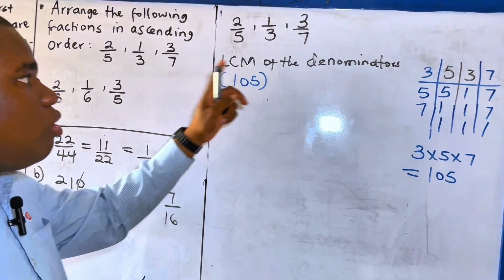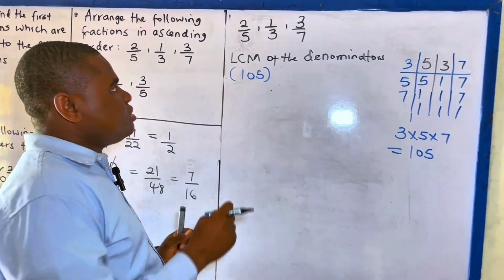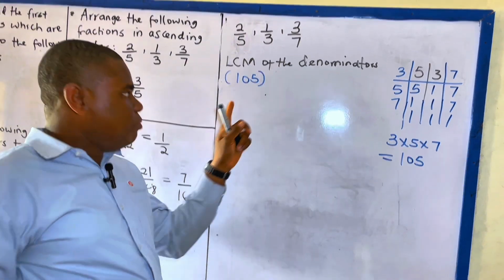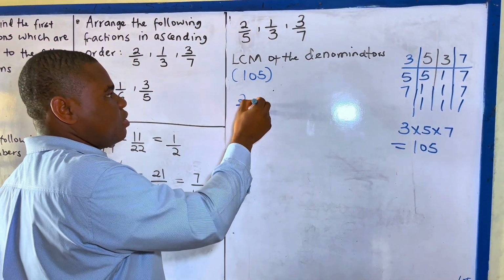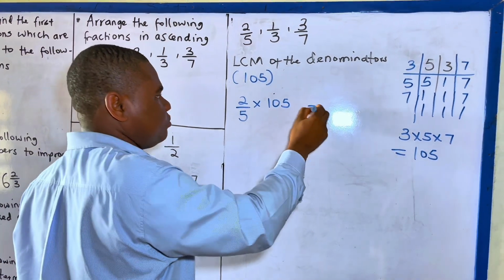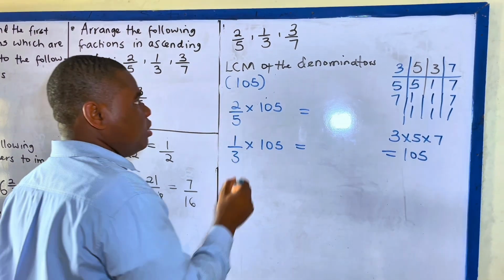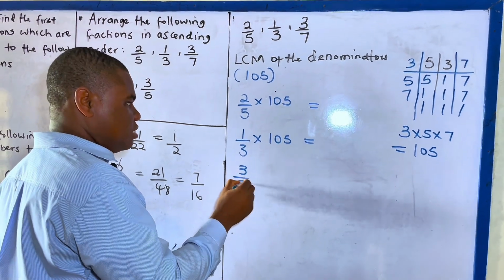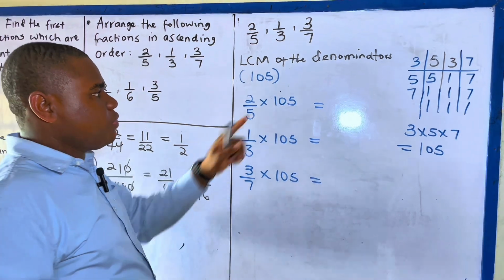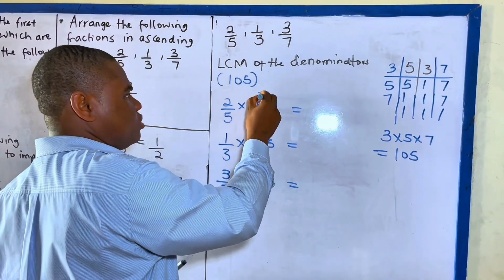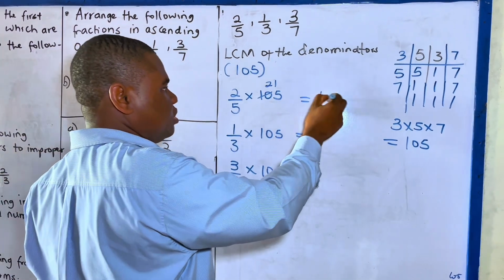So we are going to multiply all through by the LCM of the denominators. That means I'll pick each of the fractions and multiply by 105. Now watch this: 2 over 5 times 105, 1 over 3 times 105, and 3 over 7 times 105. So 5 goes into 10, that is 2 times, 5 goes into itself 1. 2 times 21 will give me 42.